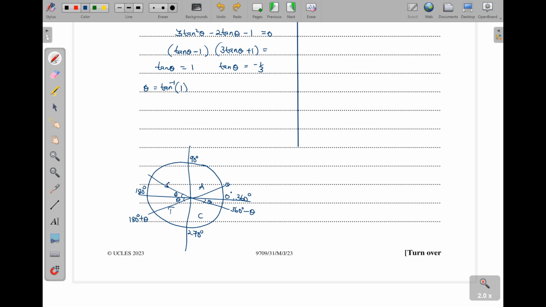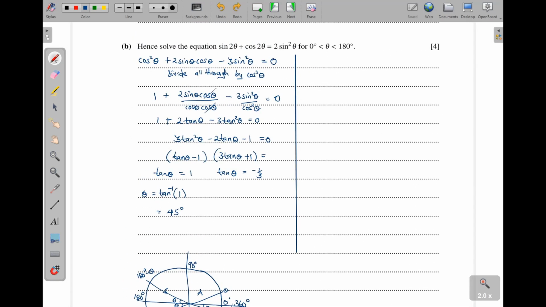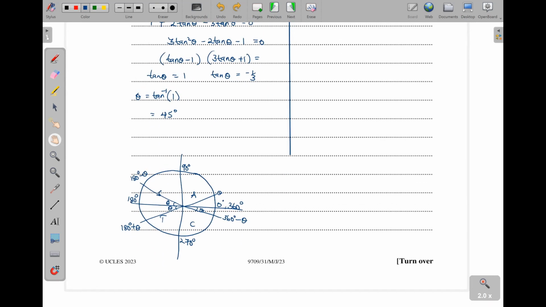Okay, so we have 180 minus theta. So this one is going to give us 45 degrees. Now the next angle where tan is positive is going to be in the third quadrant. So I can get 180 plus the 45, but based on the domain given, the domain just ends at 180. So I'm not going to get the other angle.